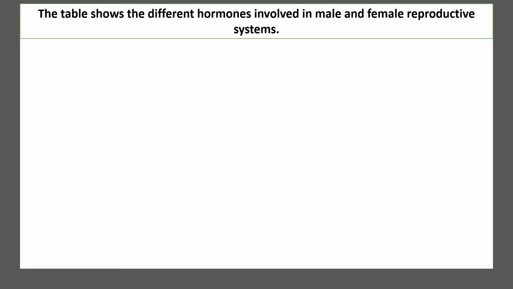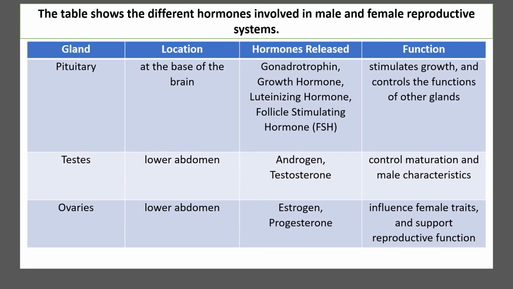Here is the table that shows the different hormones involved in the male and female reproductive systems. So we have here the gland, the location of the gland, the hormones released by the gland, and the function of the hormones. Let us now move on first with the pituitary.